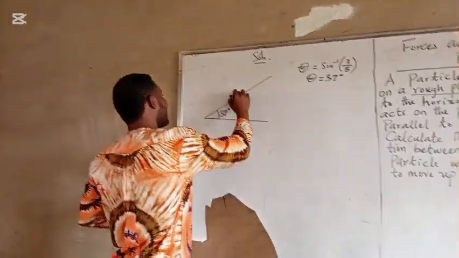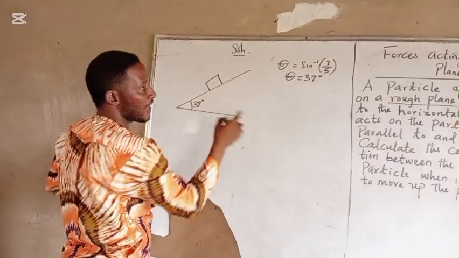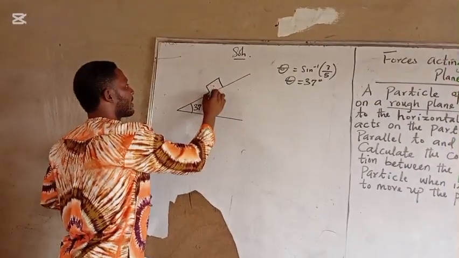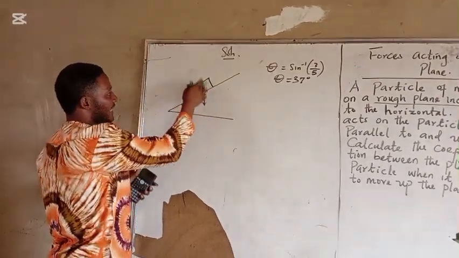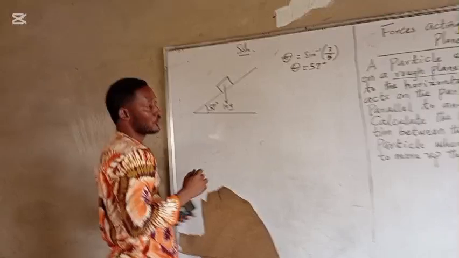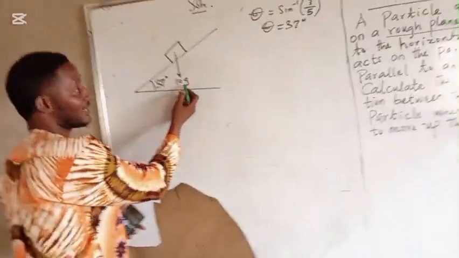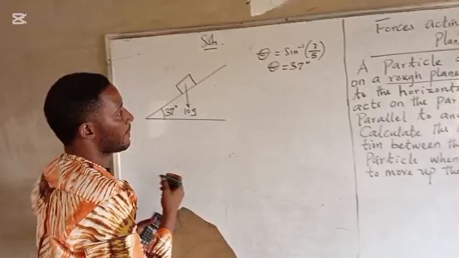Now we have a mass of 10 kilograms, which means here the weight of the body will be exerted here. That is 10 times acceleration due to gravity. This g here means acceleration due to gravity, that is 10 meters per second squared.